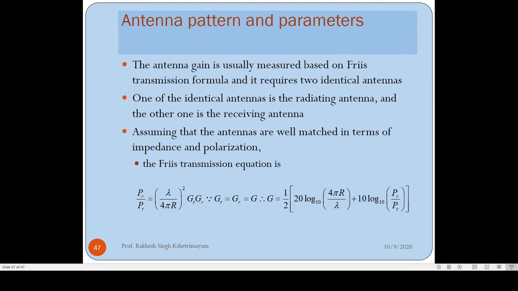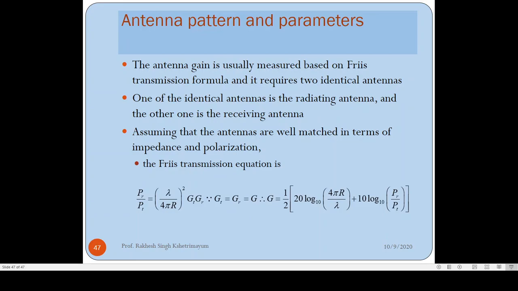Let us quickly summarize what we have learned in this class. First thing is that we have seen that antenna characteristics can be broadly divided into two types. One is input characteristics, another is radiation characteristics. Input characteristics can be studied using the circuit concepts, and radiation characteristics can be studied using the field concepts. For the radiation characteristics of antenna, the most fundamental parameter is the radiation intensity. Radiation intensity can be found out from the Poynting vector by simply multiplying with r square.